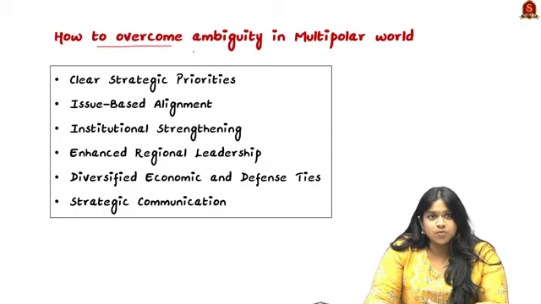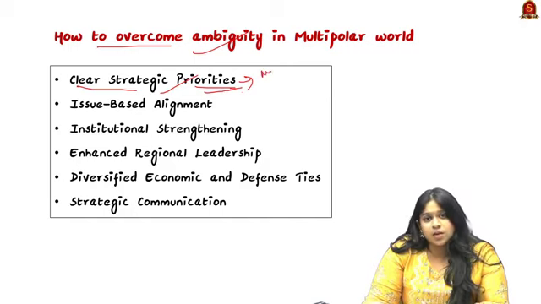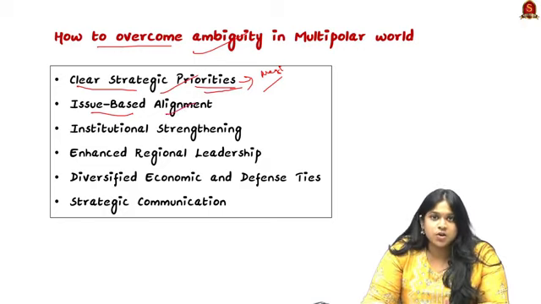So how to overcome this ambiguity in a multipolar world? Bringing in clear strategic priorities, so in accordance with the national interest of a country, India, as well as for the people on its first base. So more than the Neighborhood First policy, it should be the People of India First policy. Next is having issue-based alignment. So according to the issues, there can be alignment of different national interest problems.